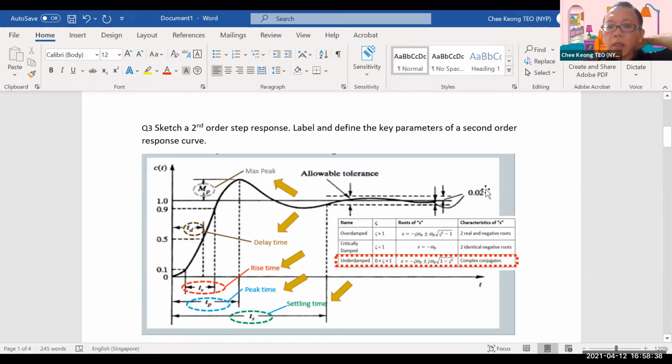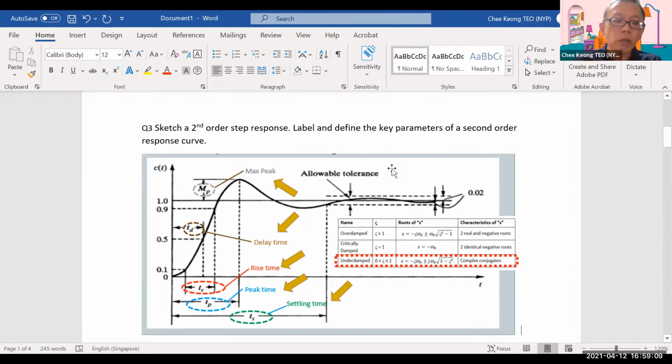Similarly, if it is 5%, the tolerance band will be from 0.95 to 1.05. As long as the signal goes into the band of 0.95 to 1.05, it will be considered to be within the 5% tolerance, and therefore that will be the settling time for the 5%. So that's as simple as that. So this is the question 3 solution.